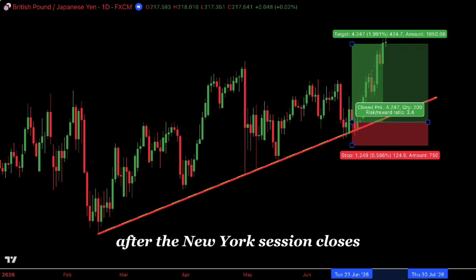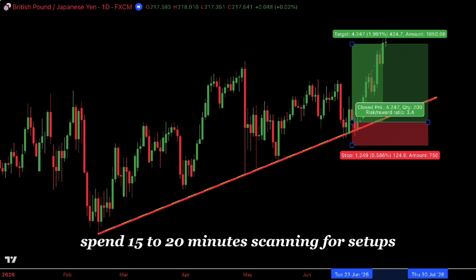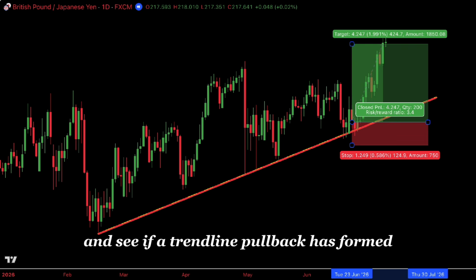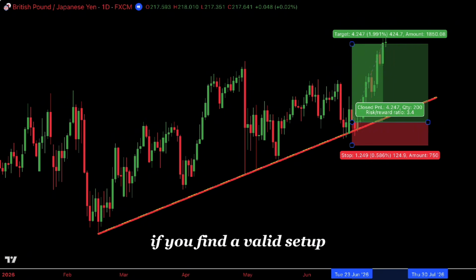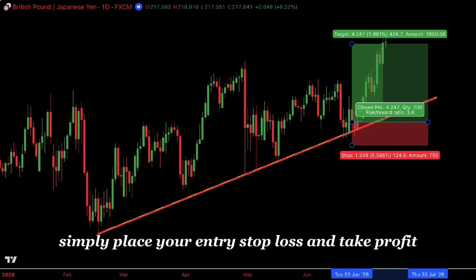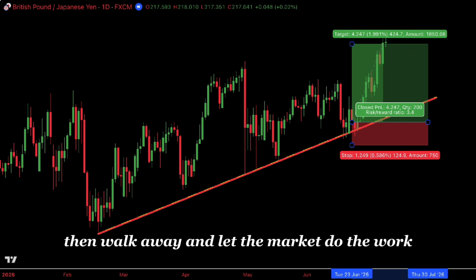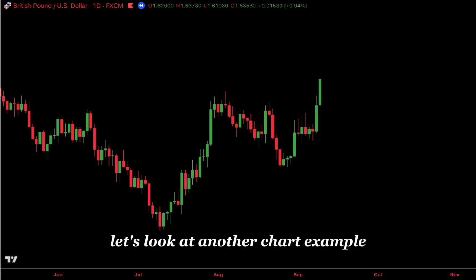York session closes, spend 15 to 20 minutes scanning for setups, and see if a trendline pullback has formed. If you find a valid setup, simply place your entry, stop loss, and take profit. Then walk away and let the market do the work. Let's look at another chart example.